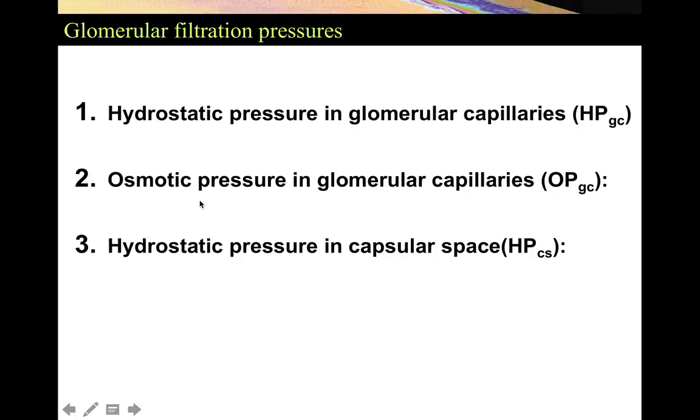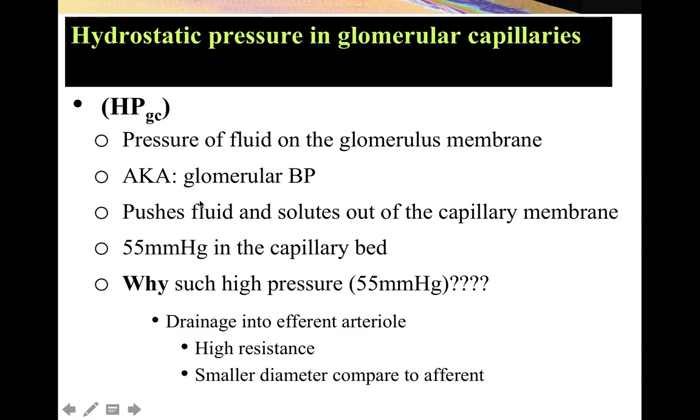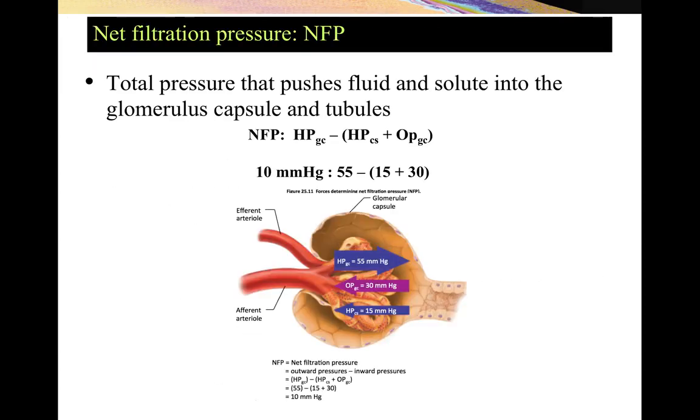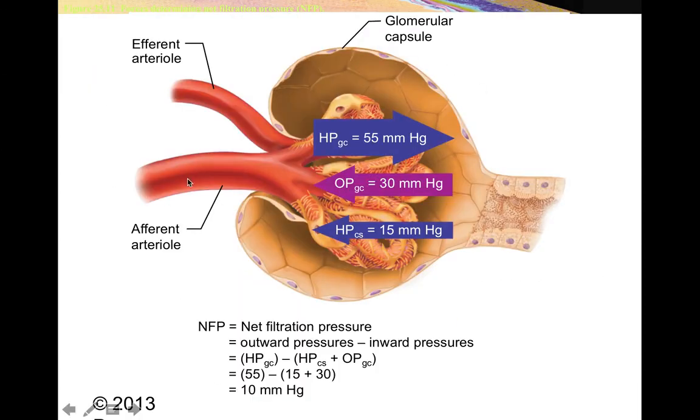So in a sense, if you look at the picture, I'm just going to show you the picture, guys. Let's orient yourself. You have the afferent arteriole, you have the glomerulus, right? And then the efferent arteriole sending blood out. So these are the three pressures that we're discussing, guys.